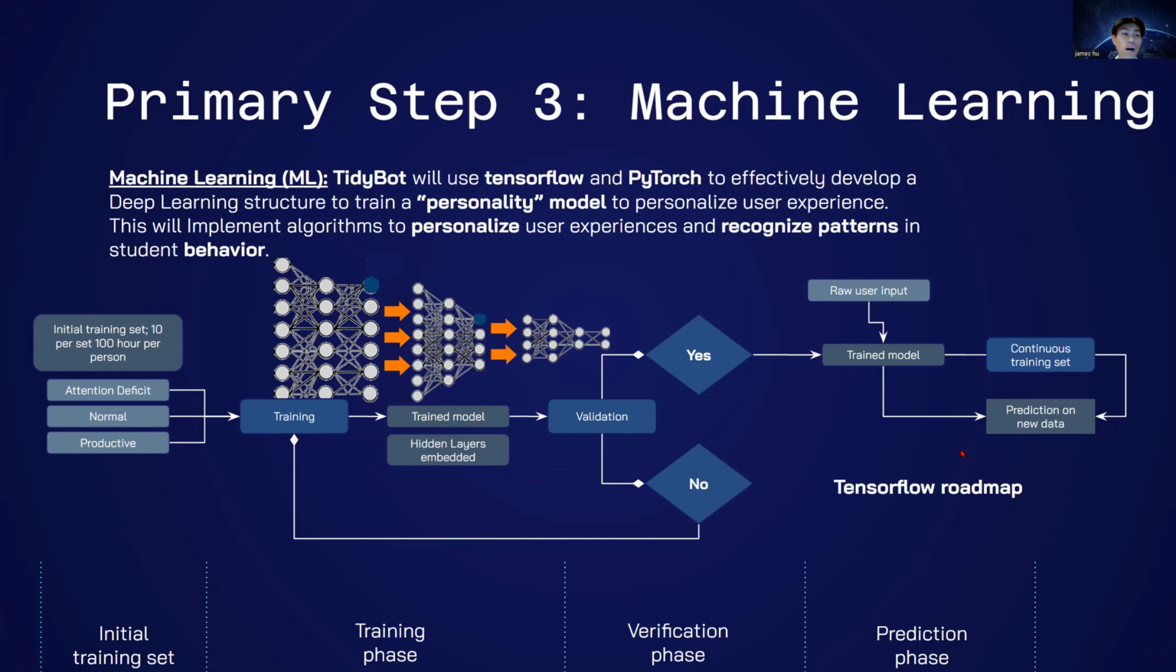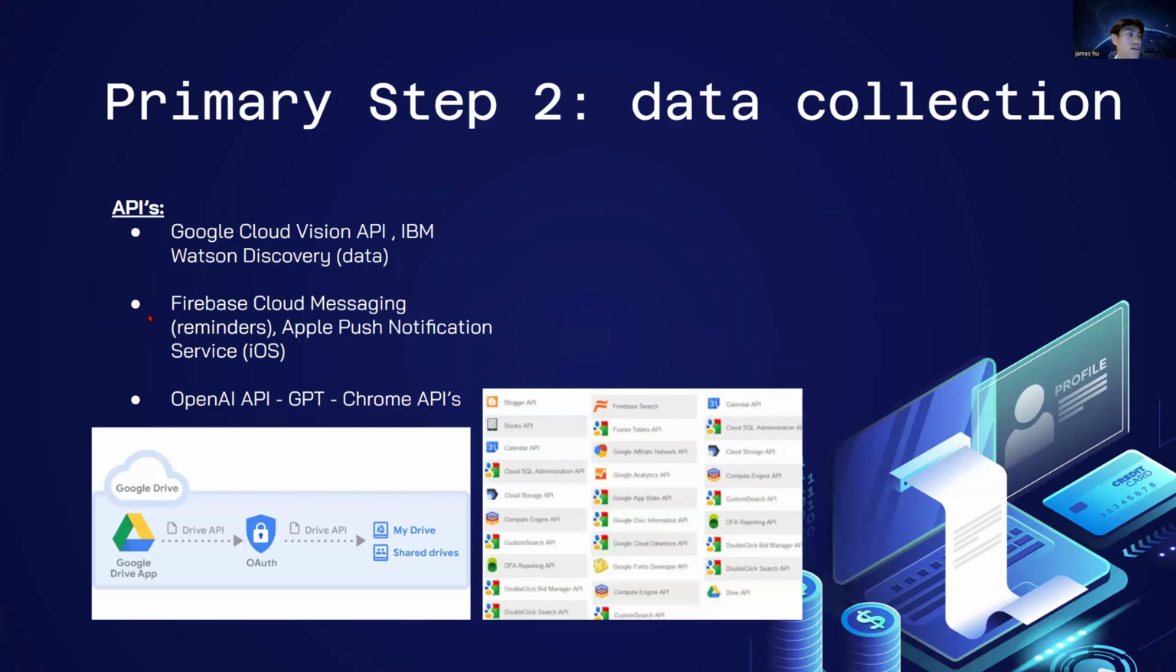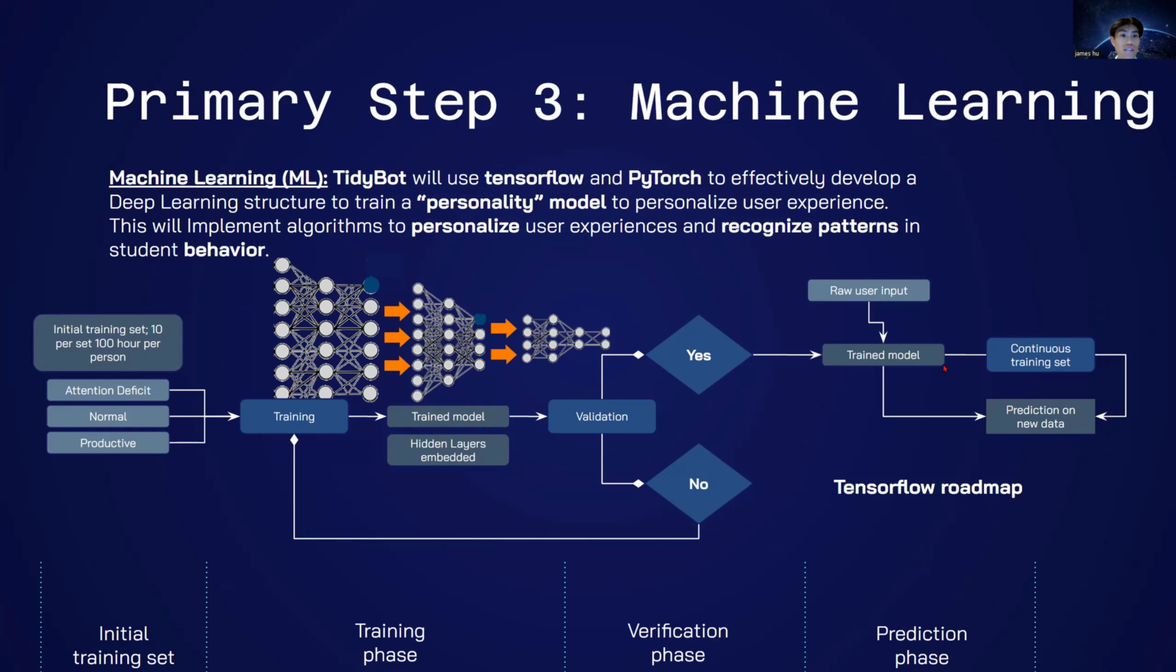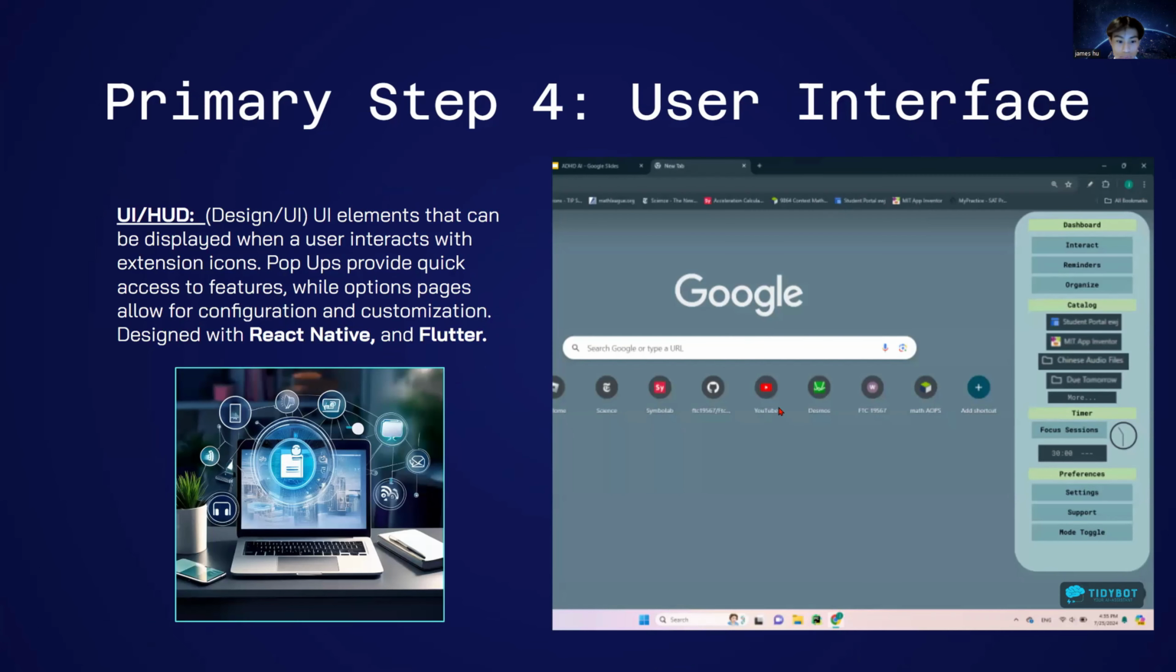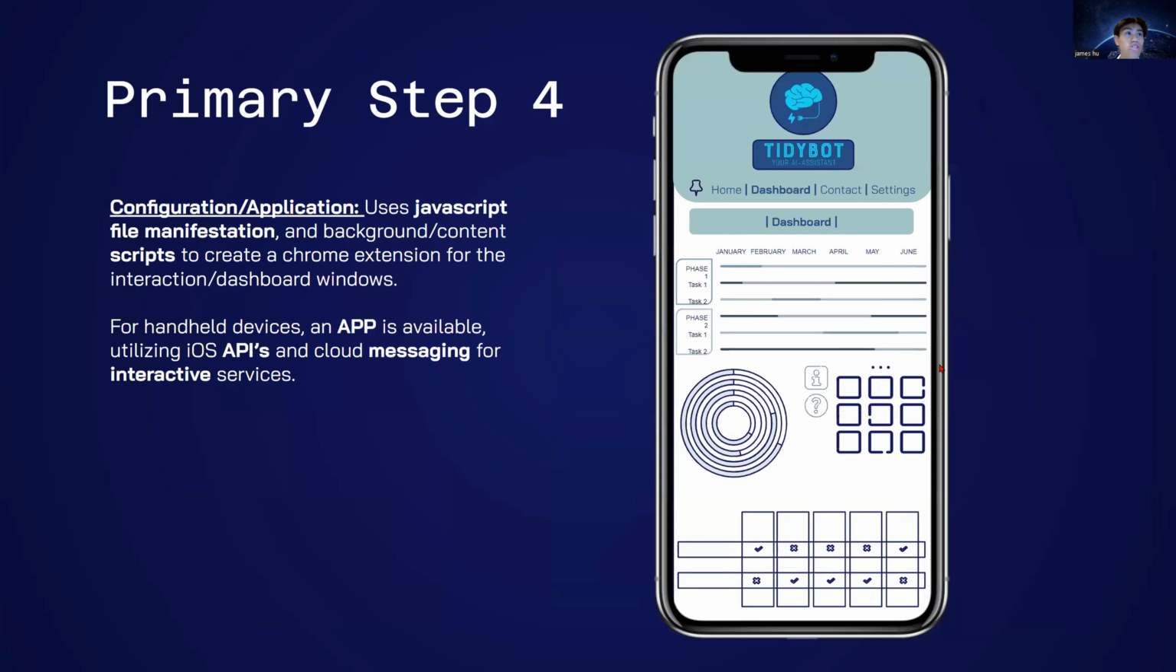And if it does, it'll move on to the prediction phase, where I input the raw user data through my trained model and through a continuous training set where they're continually learning about the person to predict on new data. Here is my user interface, which utilizes UI such as pop-ups and intuitive dashboards on the browser as an extension. But it can also be used as an app for both iOS and Android devices, as shown here with these prototype images.